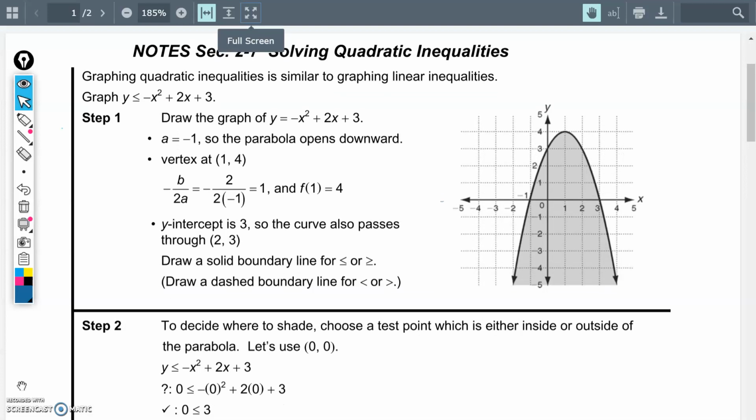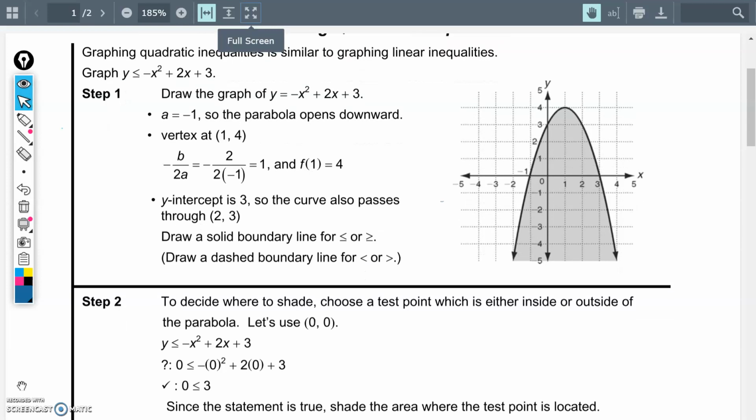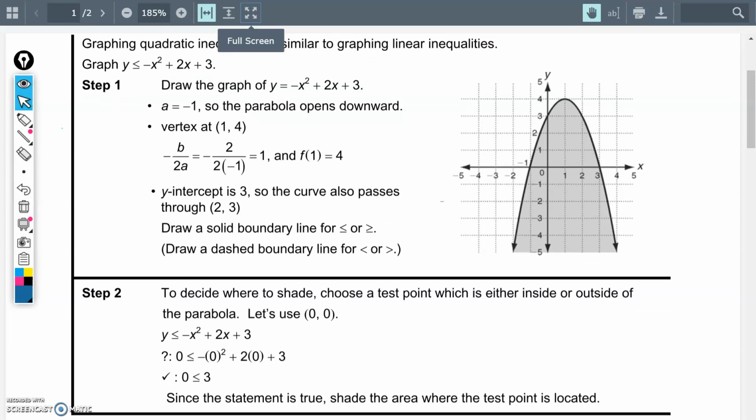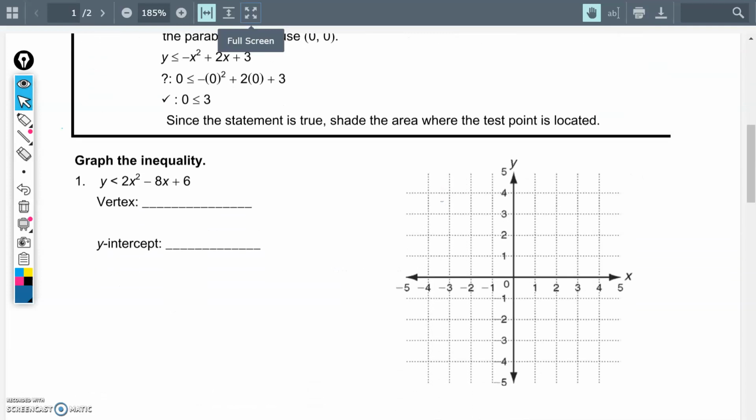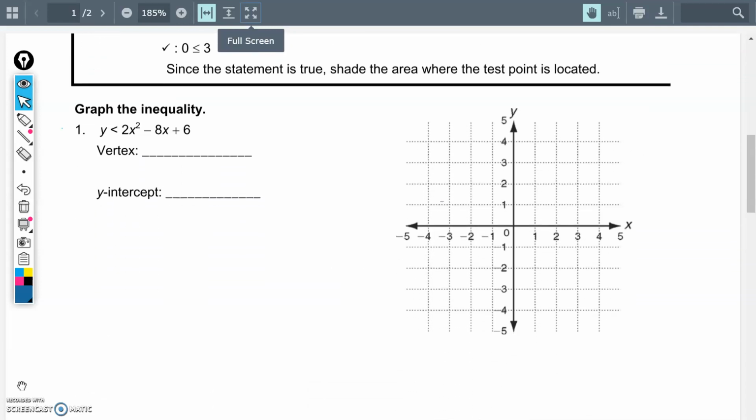But for graphing, we're going to do the same thing that we did in graphing quadratics before, where we find the axis of symmetry and the vertex, which in standard form is negative b over 2a, but we're going to add something a little bit more to it. So there's a couple steps here on how to graph your quadratic, finding the y-intercept and all that good stuff. Let's just start with the first example together.